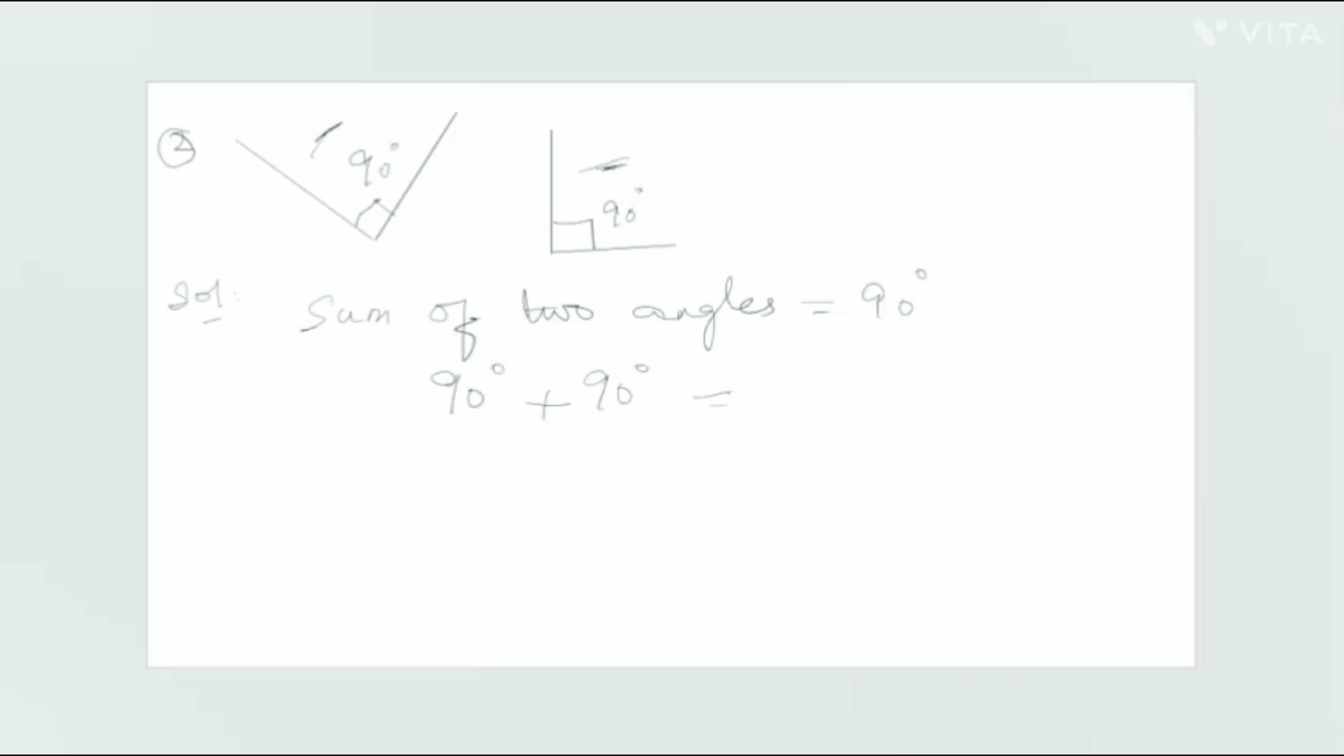When I am adding 90 plus 90, I am getting 180. This is not equal to 90. It is more than 90. So we say that these two angles are not complementary.